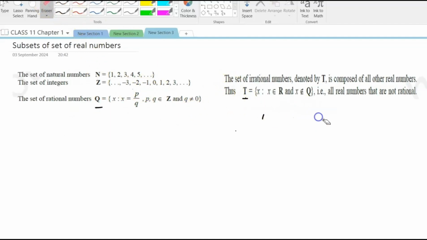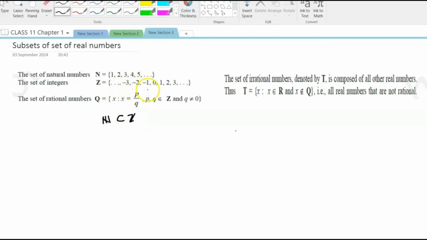Now let's see the relation among these sets with the set of real numbers and also among each other. Now see, 1, 2, 3, 4, 5 also belongs to Z. But 0 does not belong to the natural numbers, minus 1 does not belong to the natural numbers, minus 2 does not belong to the natural numbers. So this means all the elements of the set N are also elements of the set Z, the set of integers. So N is a subset of Z.